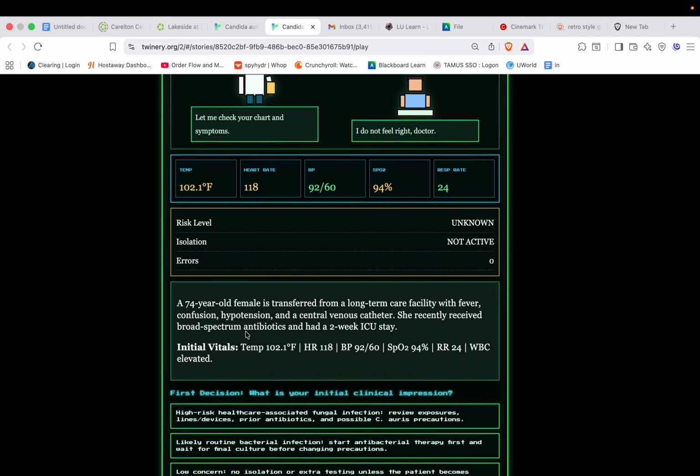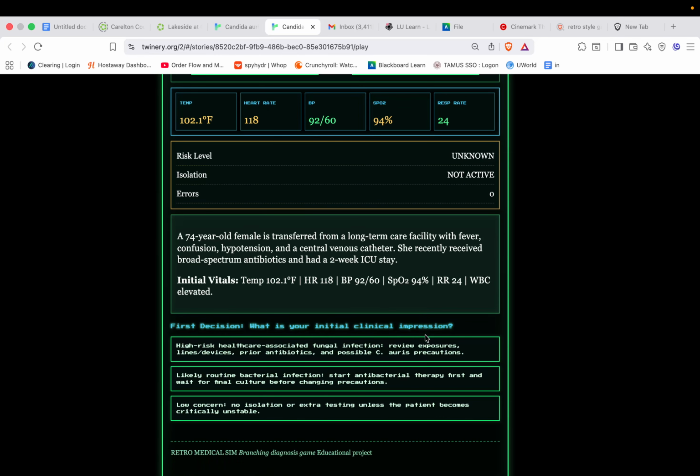So our first patient is a 74-year-old female that is transferred from a long-term care facility with fever, confusion, hypotension, and a central venous catheter. She recently received broad-spectrum antibiotics and had a 2-week ICU stay. So a few things that we could consider are the 2-week ICU stay, the broad-spectrum antibiotics, and the invasive catheter that we have right here.